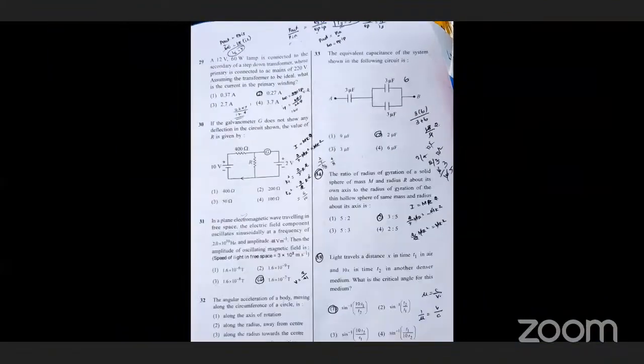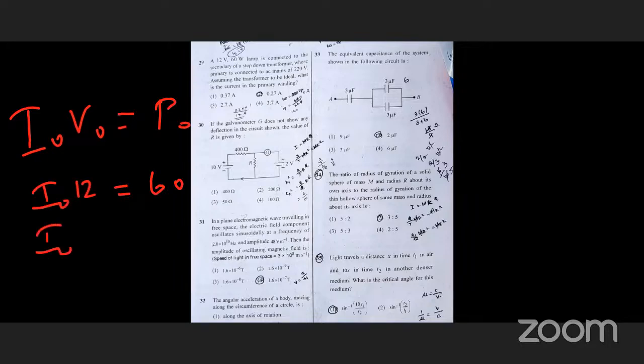So output current is equal to P out is V naught I naught. So from that P naught is 60, 12 into I naught. From that I naught is equal to 60 by 12, which is equal to 5 ampere. That is the output current.